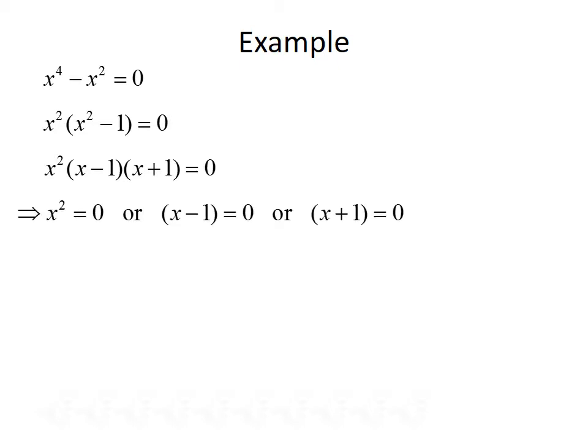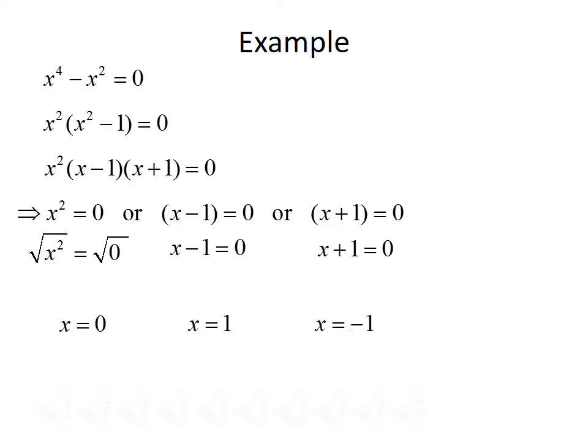Now using the zero product property, we can set each factor equal to 0, so x squared equals 0, x minus 1 equals 0, or x plus 1 equals 0, and then solve for each of these. For x squared equals 0, we can take the square root of both sides of the equation, and we get x equals 0. For x minus 1 equals 0, we can add 1 to both sides of the equation, and get x equals 1. For x plus 1 equals 0, we can subtract 1 from both sides of the equation and get x equals minus 1.